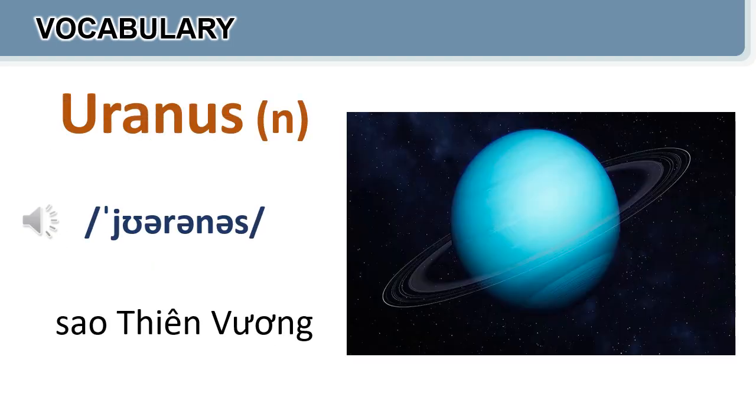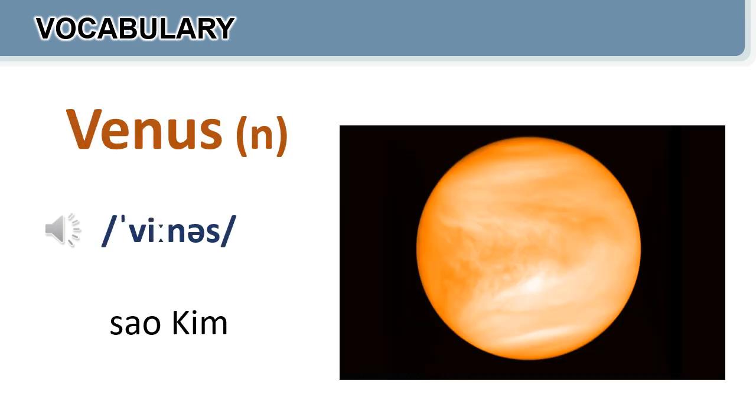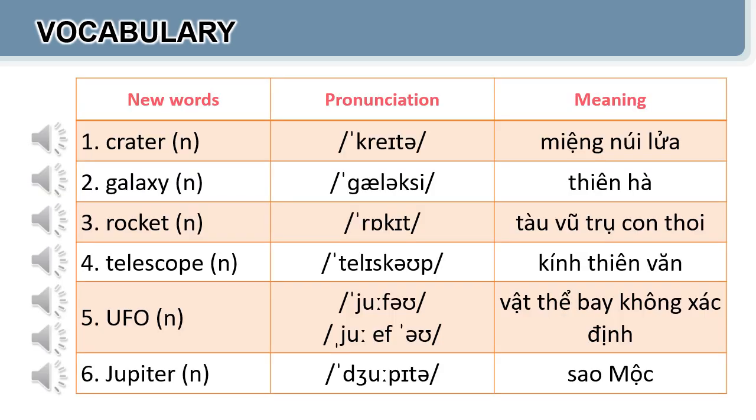And this one is Uranus. Uranus. The next we have Venus. Venus. Alright, and here are all the words and phrases you need to focus on in this lesson. Let's take a look.